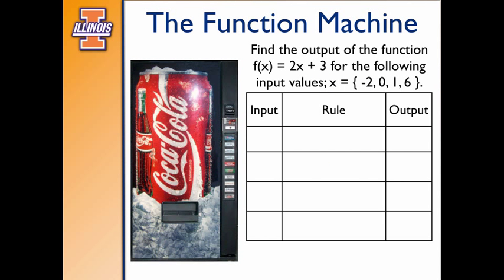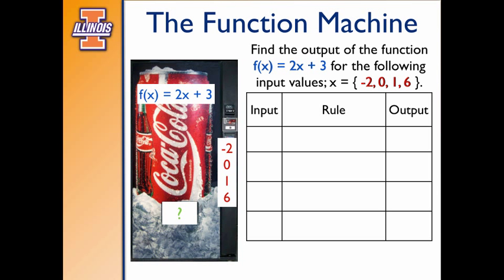Find the output of the function f of x is equal to 2x plus 3 for the following input values. X is equal to negative 2, 0, 1, and 6. So my input values are negative 2, 0, 1, and 6. Those are like my buttons. 2x plus 3 is my rule. That's like the computer inside the machine. And then my output values are what I want, so there's a question mark.